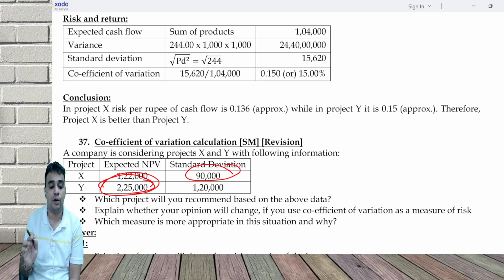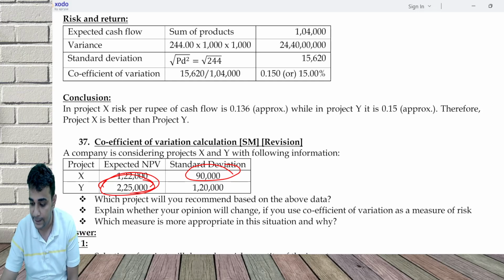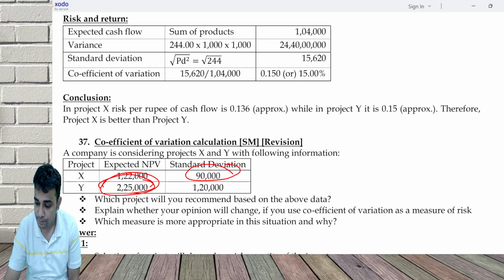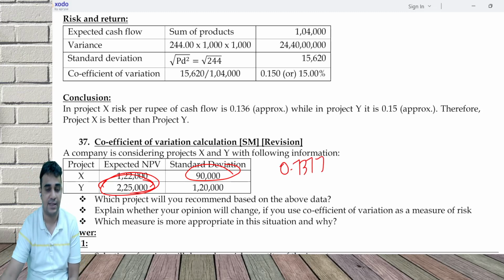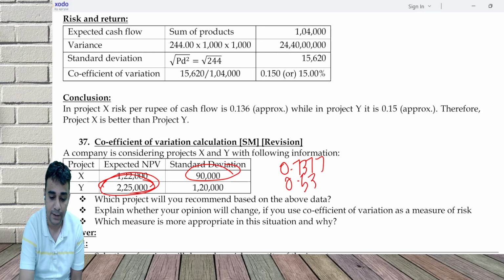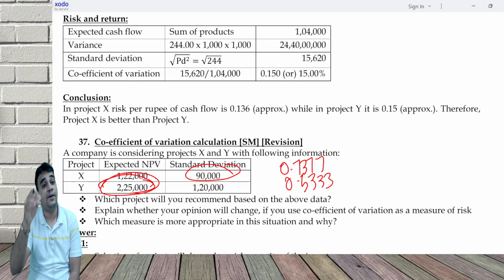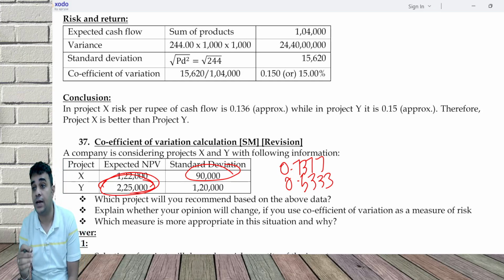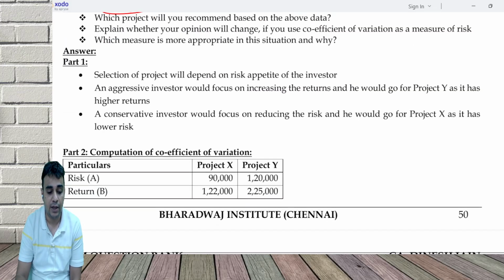So 90,000 divided by 122 is the coefficient of variation of the first project, 90.74, we will keep it 7377. The second one is 120 divided by 225.5333. Which is better? Project Y. So even if a conservative guy comes, I will tell him to select only project Y, but he may not accept it. He may not accept it, but I am going to tell him that you have to do this.